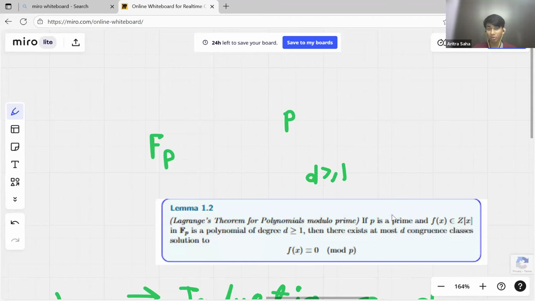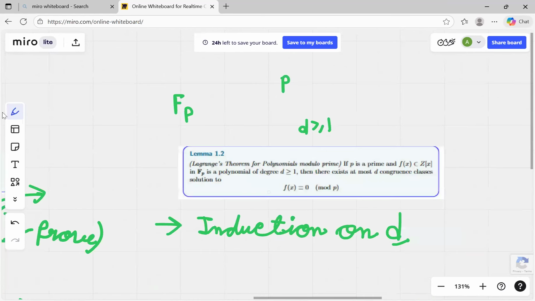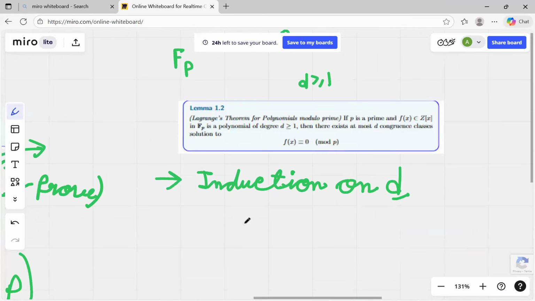You know that if a polynomial in general has degree d, then it has at most d solutions. Here it is not an ordinary polynomial, it's a polynomial in Fp, where all the coefficients are reduced modulo p. Still, the Lagrange result does hold. Try inducting on d. That is a hint.